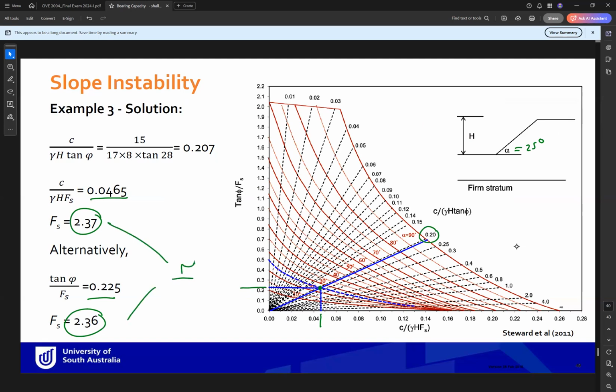Anyway, this is how to use this chart. Is it easy for you? Okay.